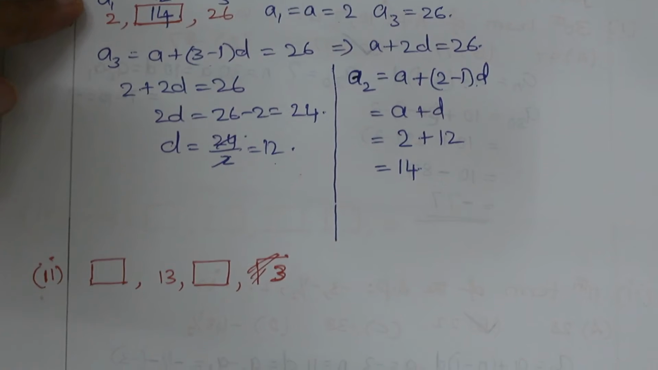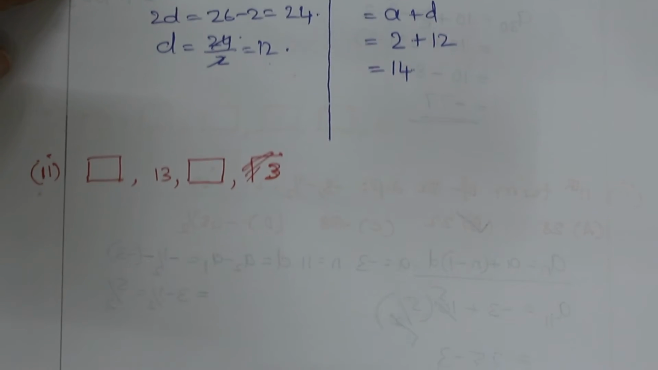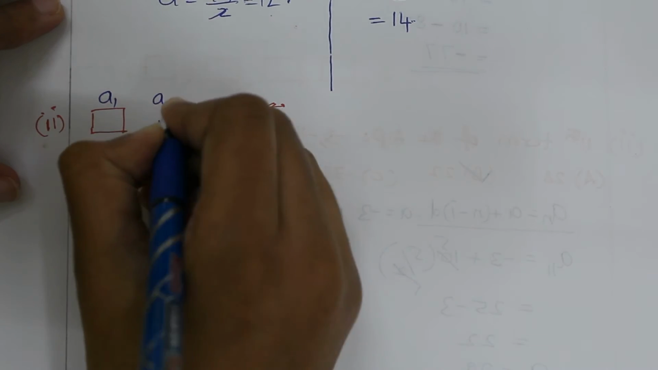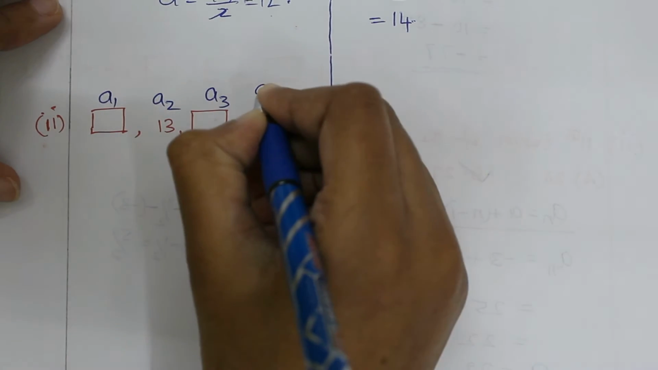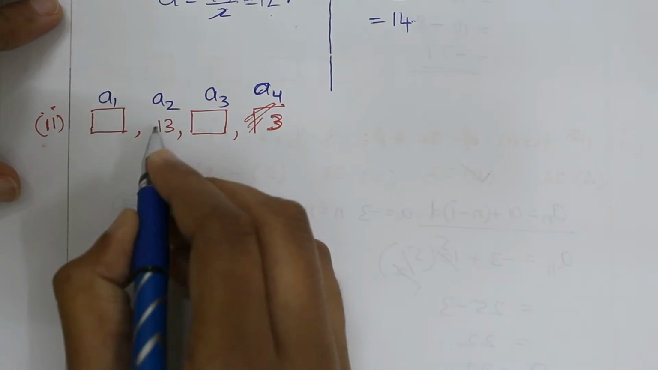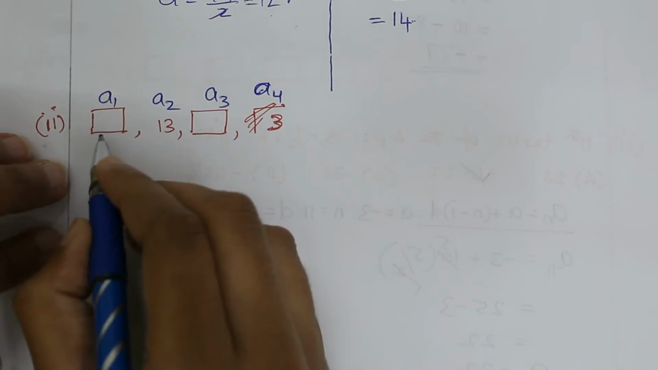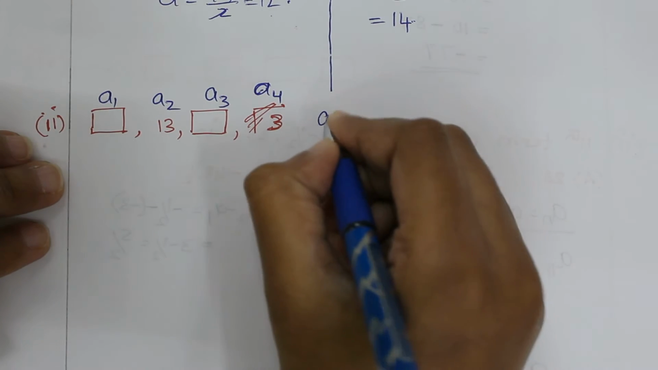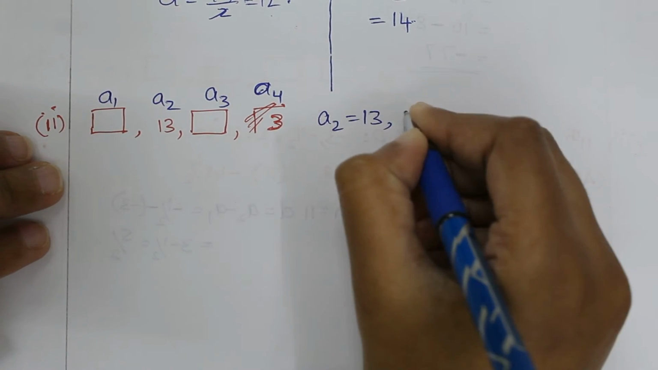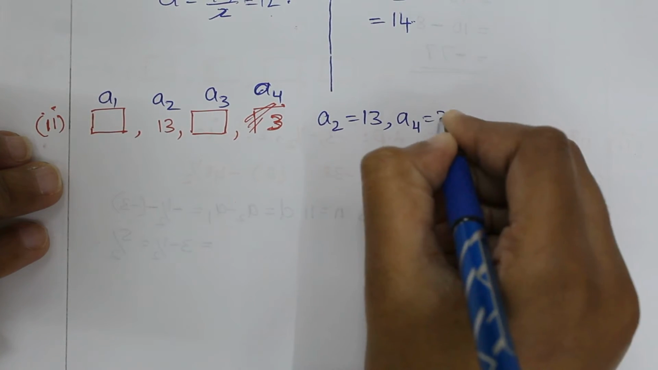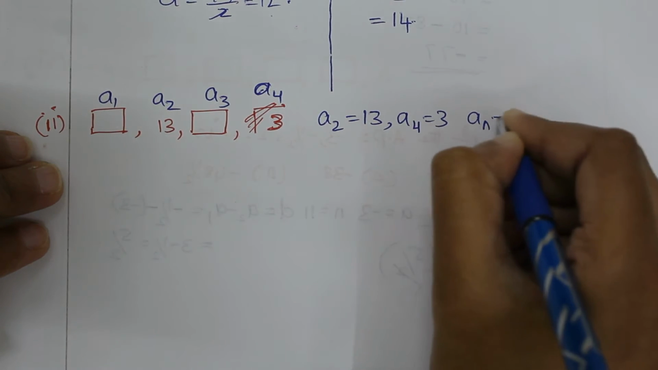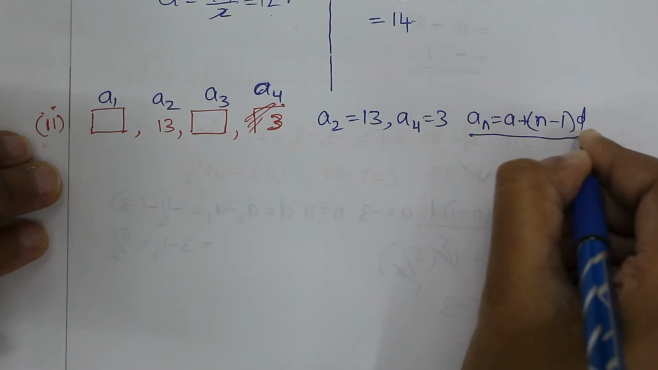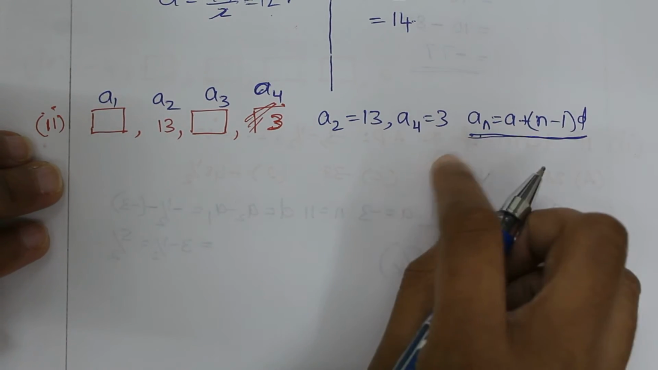Now let's move to the next question. Here we have to find out A1, A2, A3, A4. He has given A2 and A4 values. We have to find out A1 and A3. So A2 is equal to 13 and A4 is equal to 3. An is equal to A plus (n minus 1) into D. We will use this equation and find out the values of A and D.